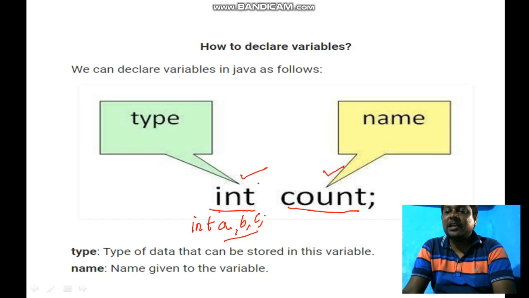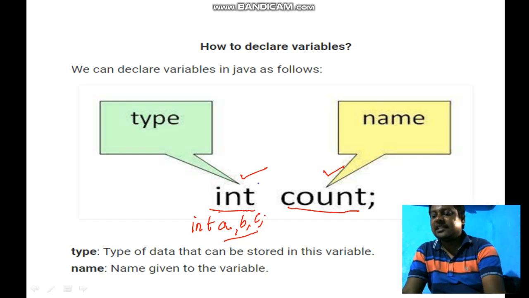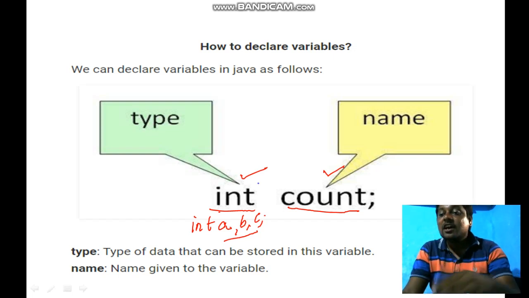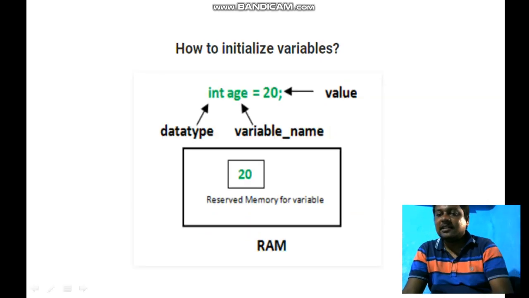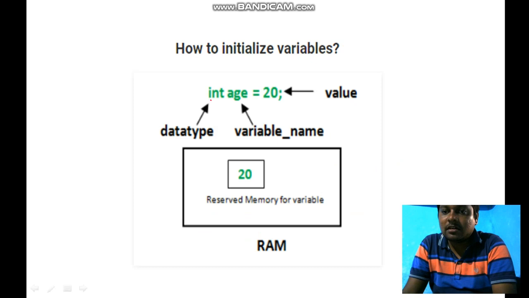Now we see how to initialize a value to a variable. So here we have the variable declaration along with equals to, and we are assigning a value to the variable. This is the assignment operator. It is called the assignment operator. Using that we are assigning, meaning we are storing.